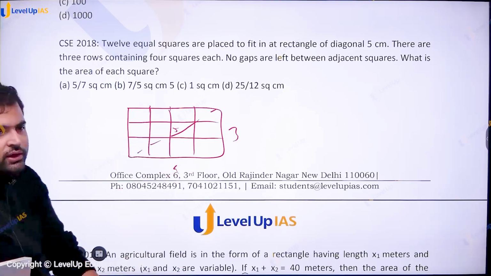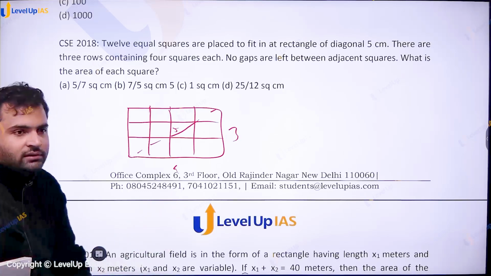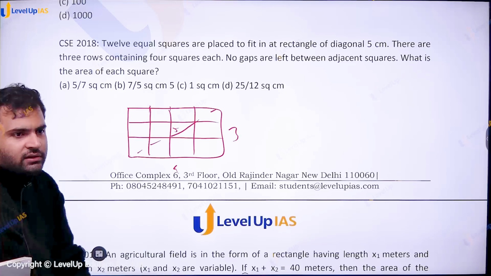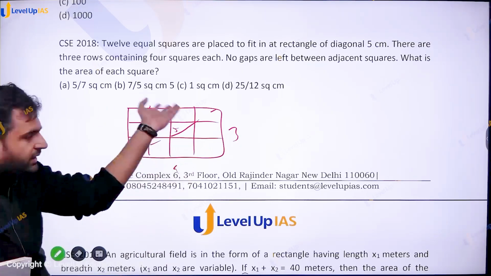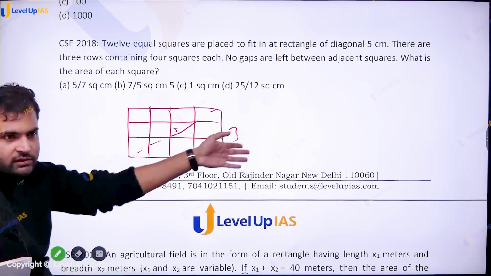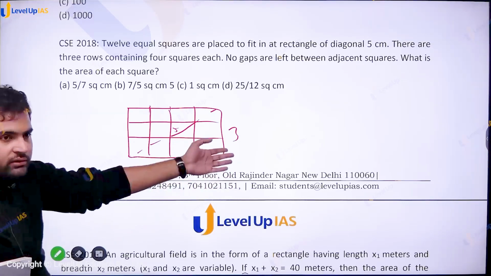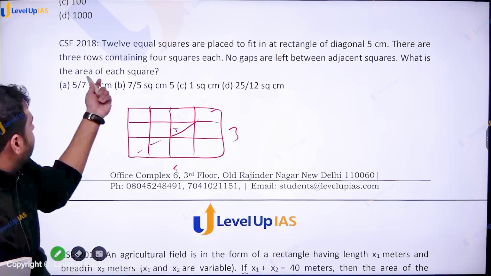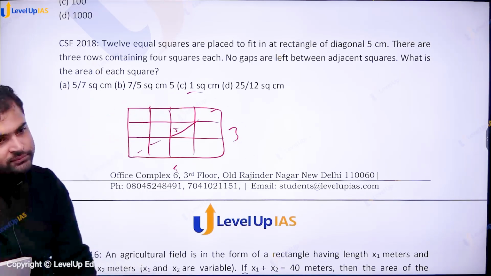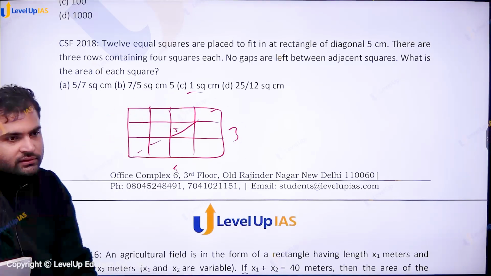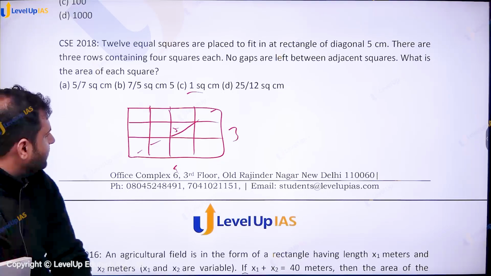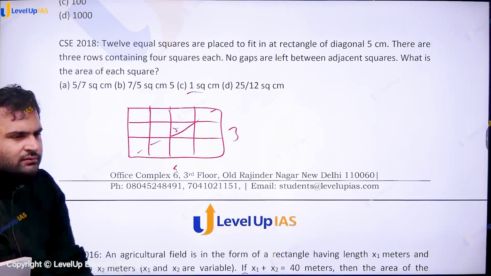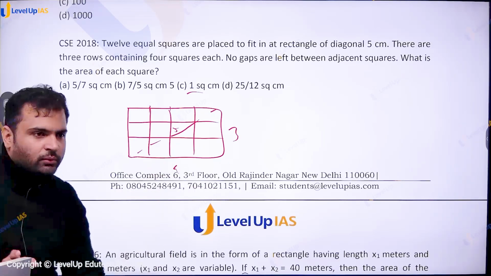What is the area of each square? Total area? Total area of rectangle is side length into breadth. So 12. How many squares are there? How much would be the area of each square? 1 का square होगी 1. No problem.